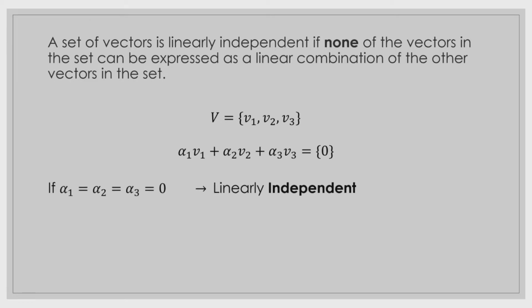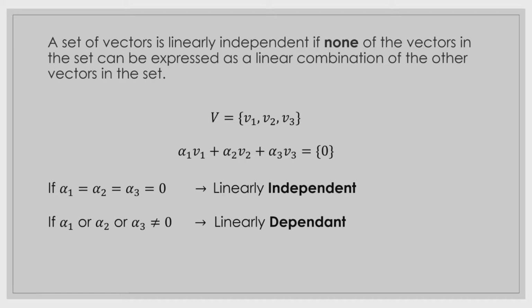The first one is alpha 1 equals alpha 2 equals alpha 3 equals 0, so basically all your alphas are 0. This is linearly independent, which means that these vectors can actually form a basis set. The second case is that alpha 1 or alpha 2 or alpha 3 does not equal 0. Basically there's a nontrivial solution to the statement above, and if this is the case, that set of vectors is linearly dependent.